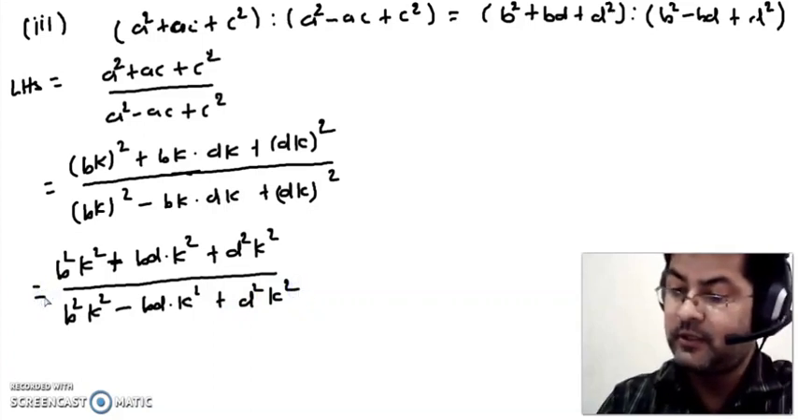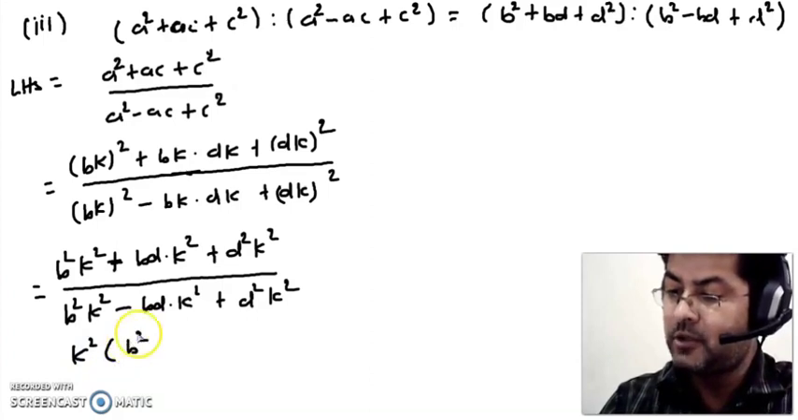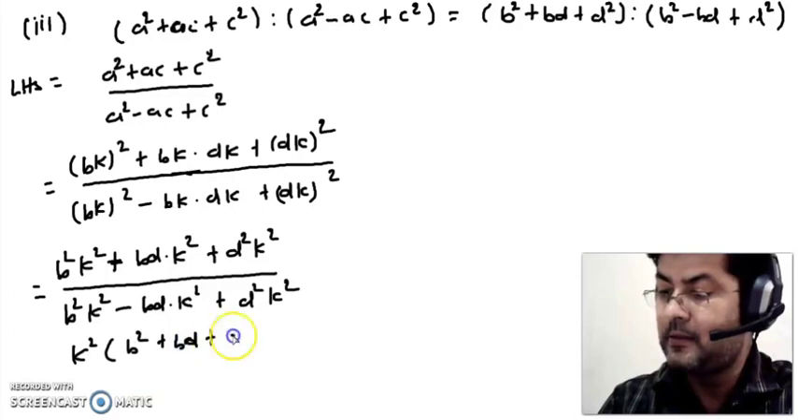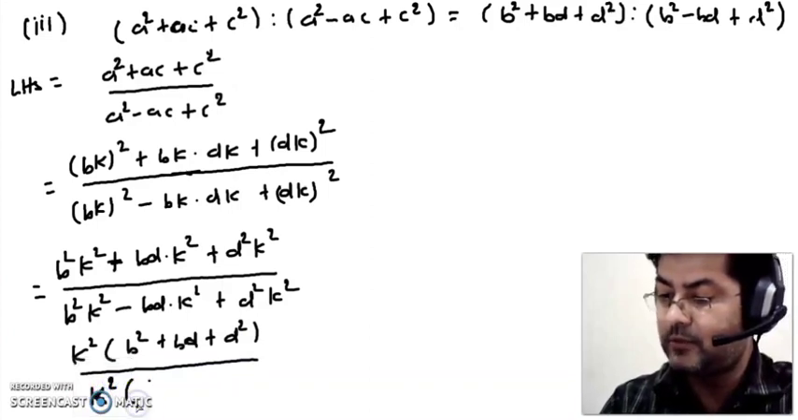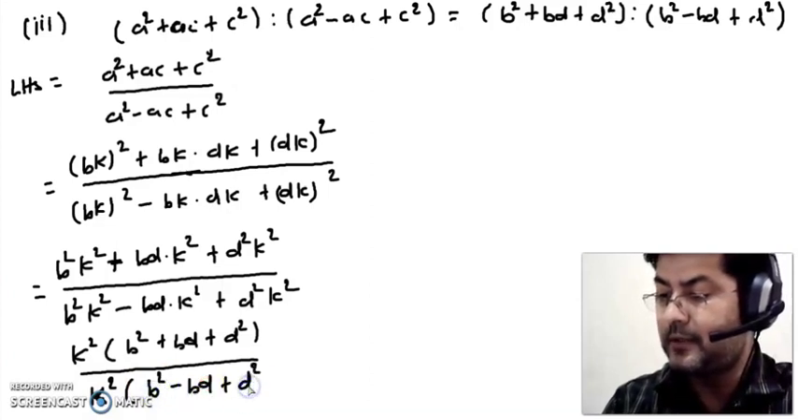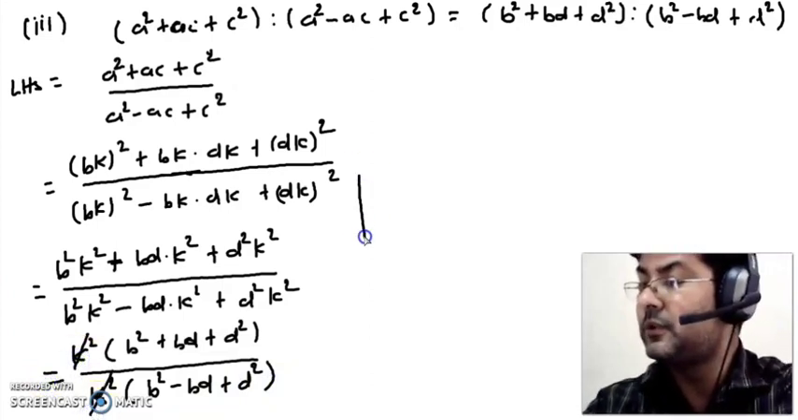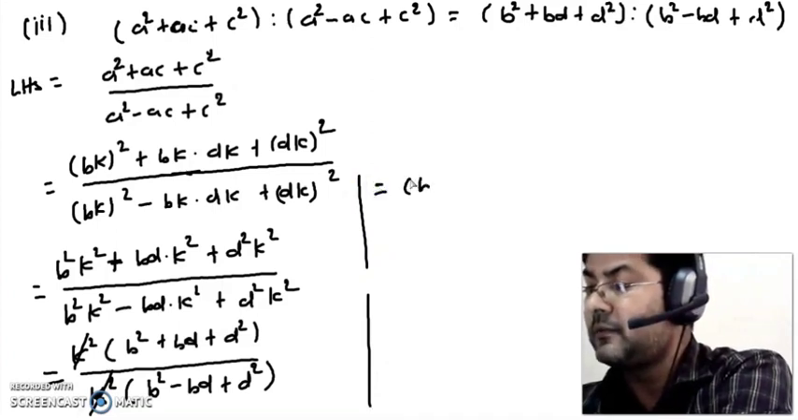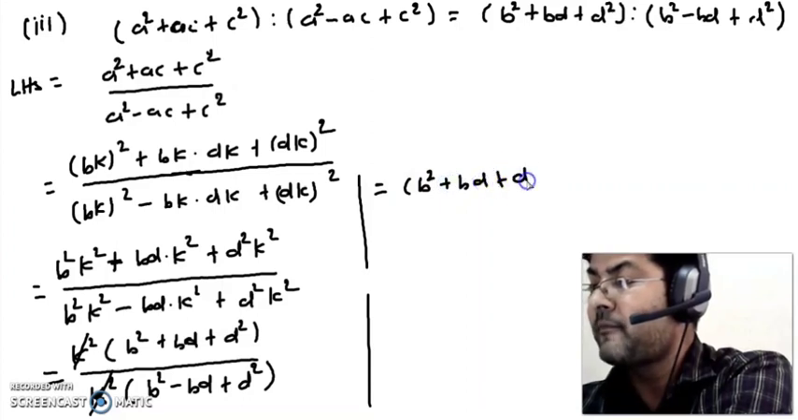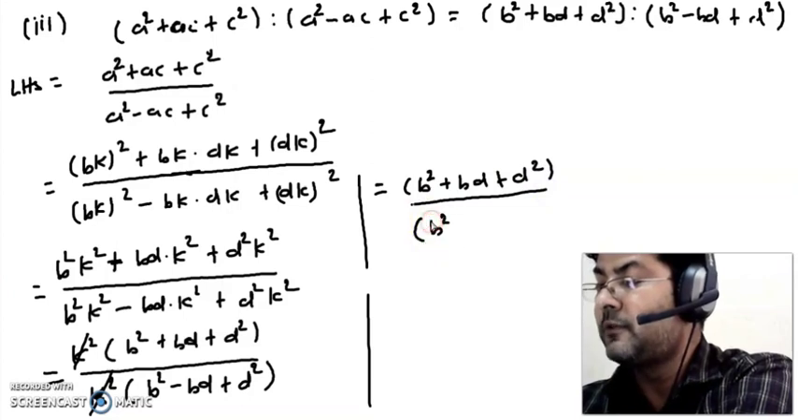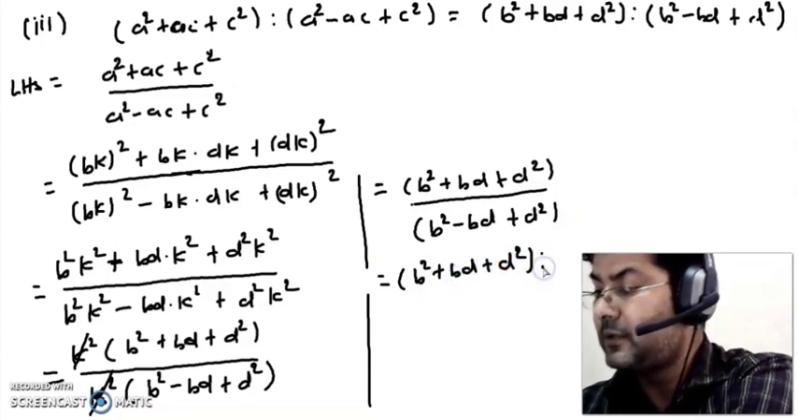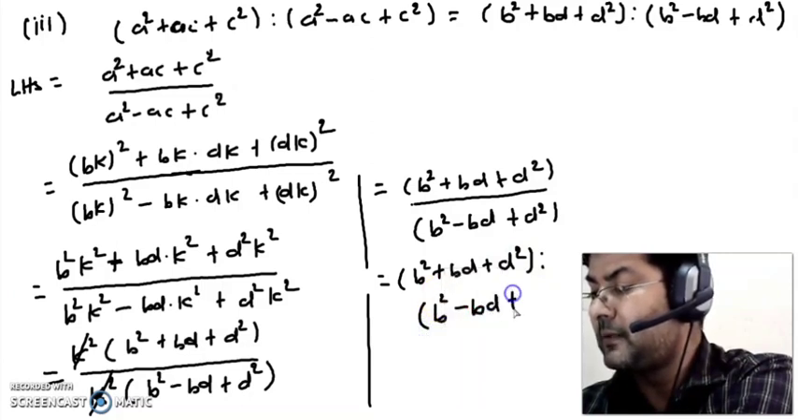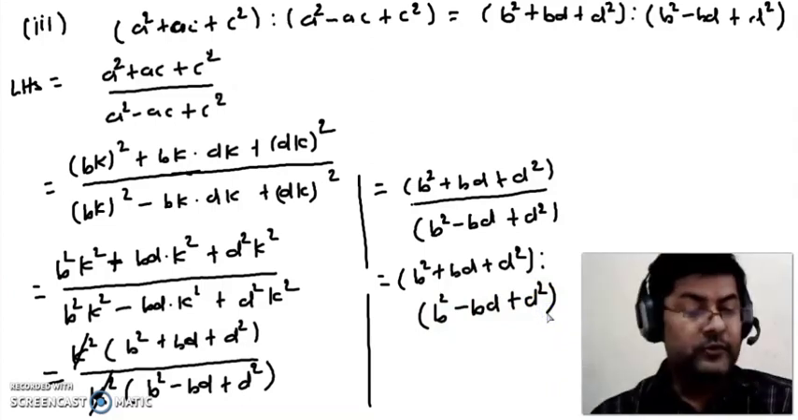Okay, now we can take common K square from both numerator and denominator. So we are left with B square plus BD plus D square upon, again from the denominator K square common, B square minus BD plus D square. So we can cut K square in both numerator and denominator, and we have obtained the answer B square plus BD plus D square upon B square minus BD plus D square, which is equal to B square plus BD plus D square is to B square minus BD plus D square. Clear? So question number 12 is over.